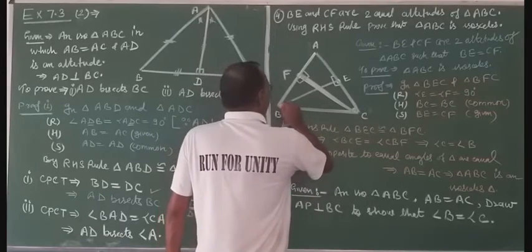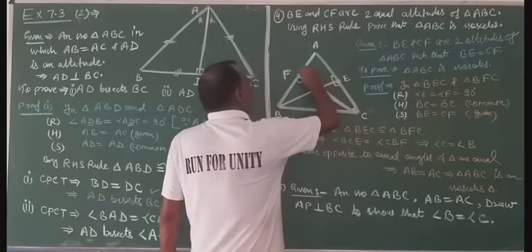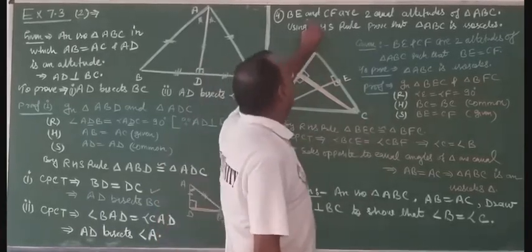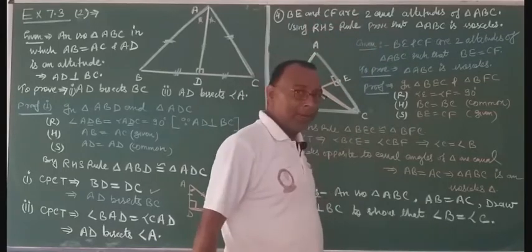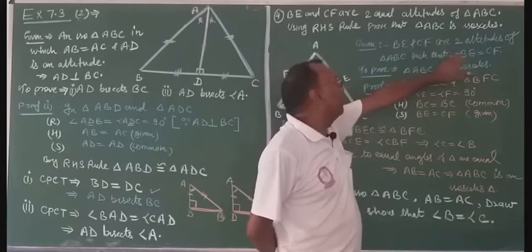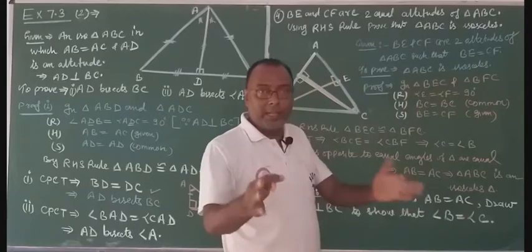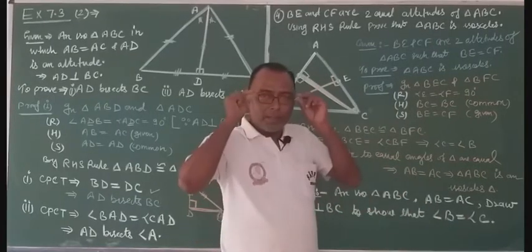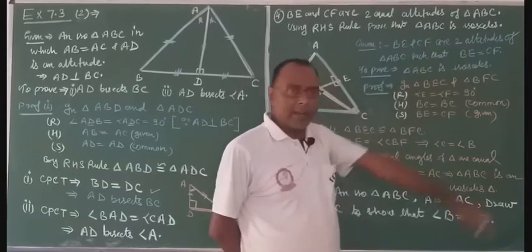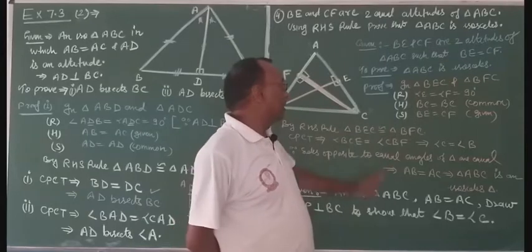Which one? This BE and CF. And what are they given? They are given as equal altitudes. It means what you are given? BE and CF are 2 altitudes of the triangle ABC such that BE is equal to CF, and you have to prove ABC is an isosceles triangle. So now just look here.